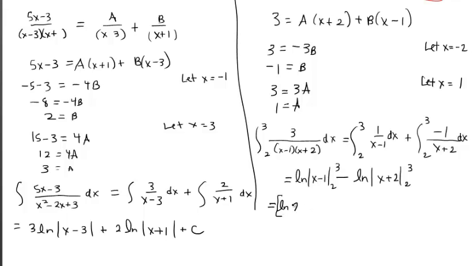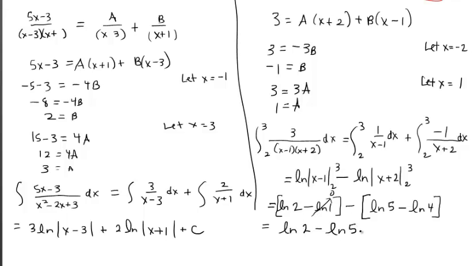So natural log of 2 minus natural log of 1, minus natural log of 5 minus natural log of 4. Okay, this goes to 0. So I have the natural log of 2 minus the natural log of 5 plus the natural log of 4.